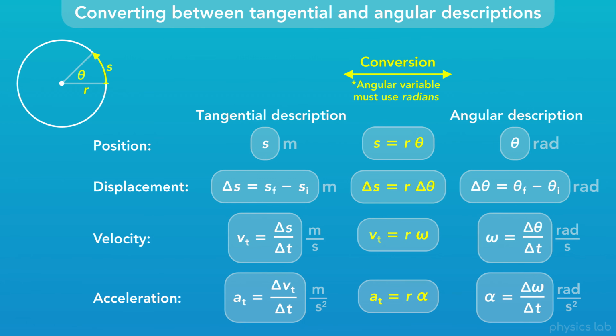Finally, if we want to convert between the tangential and angular descriptions of motion, we can use these equations, which are based on the relationship between an arc length and the angle swept out by that arc. If we multiply the angular value using radians times the radius of the circular path, we get the corresponding tangential value.